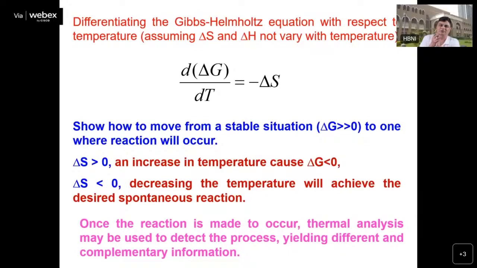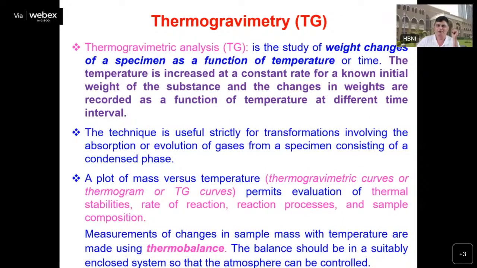Once the reaction is made to occur, thermal analysis may be used to detect the process, yielding different and complementary information, and we will see some of the information which we get by using thermal analysis. Now, first, thermogravimetry. Thermogravimetry is the study of weight change of a specimen as a function of temperature or time.